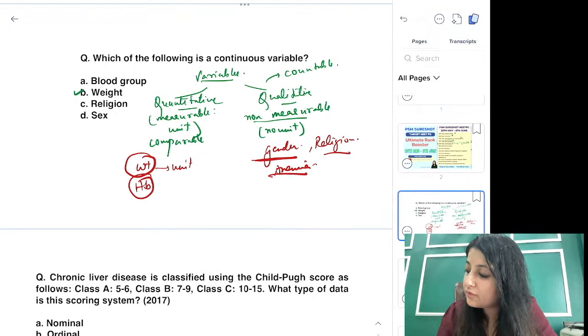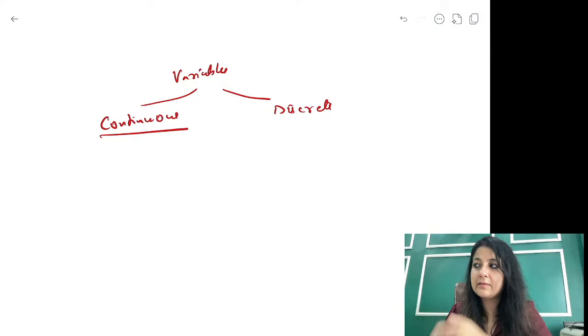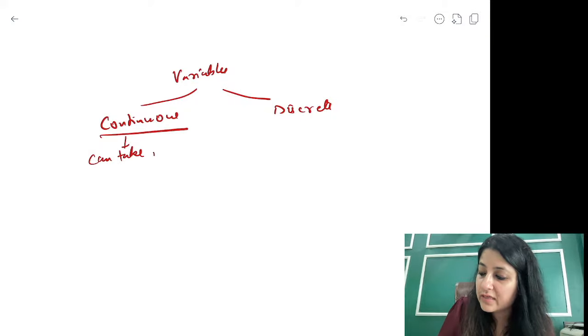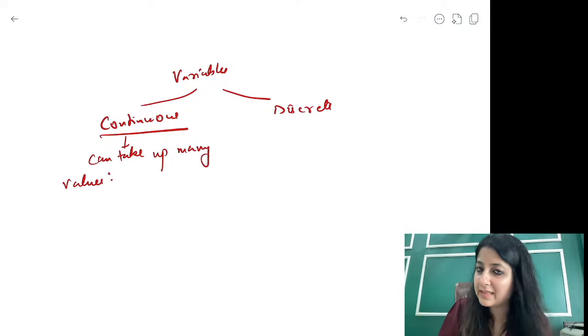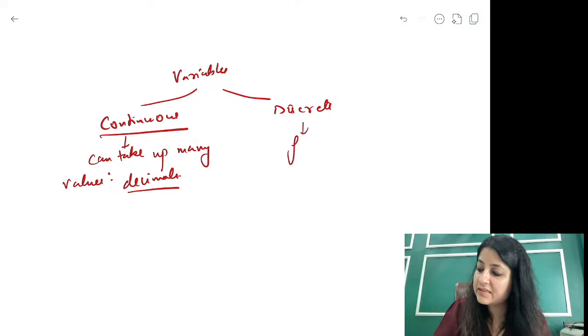What is the other classification of variables? The other classification is continuous versus discrete. Now what is continuous? Continuous means लगातार, continuous का मतलब होता है लगातार. There is no break in between. Continuous variables can take up many values, which means they can be expressed in decimals. And what is discrete? Discrete means it can take up fewer values. There are no decimals. ठीक है.